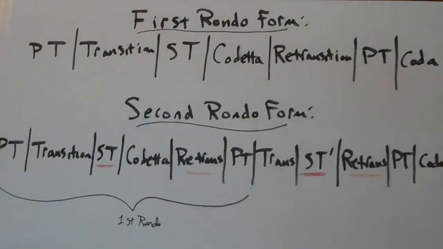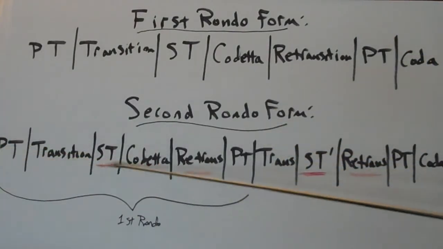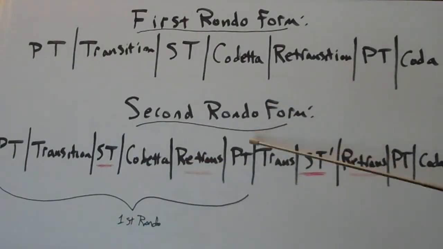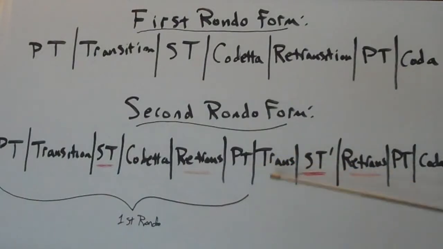So we'll take a look first at a comparison of the first and second rondo forms. So we can see here just how much larger the second rondo form is from the first. In fact, just about this point right here, minus the coda, the first rondo form fits into this part of the second rondo form.